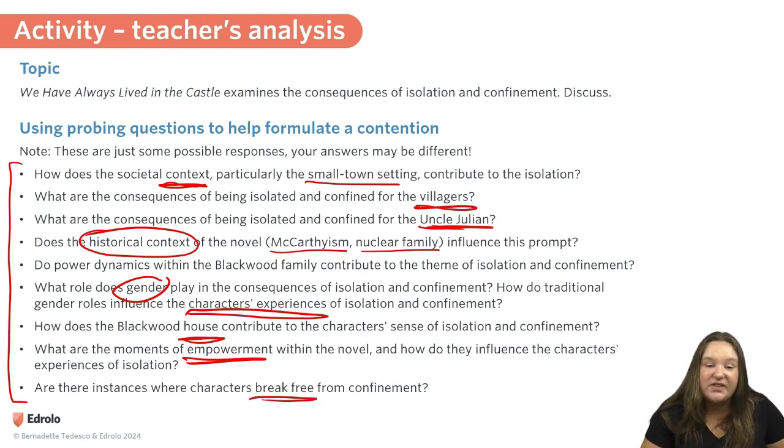Okay. So all of these extra probing questions are designed to get me to think beyond the most obvious ideas and actually get down to how I personally engaged with the text and the things that I personally am thinking about when I'm approaching this question.